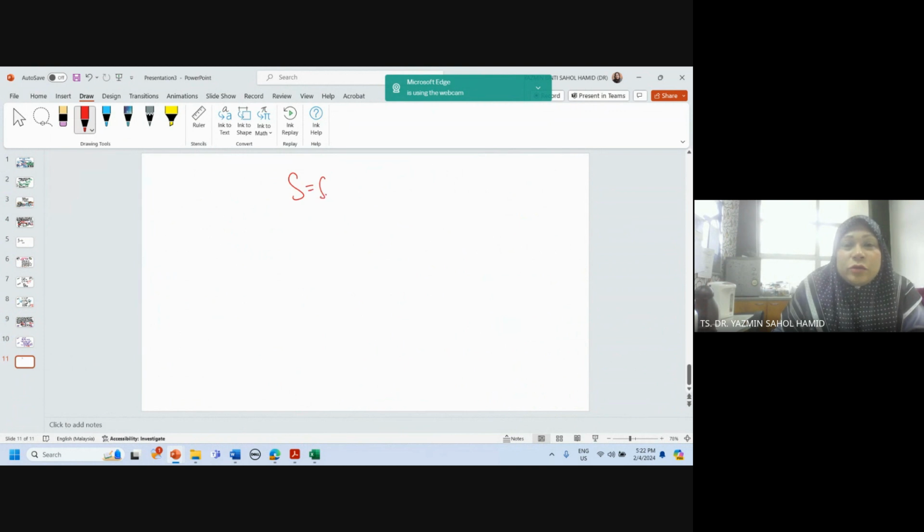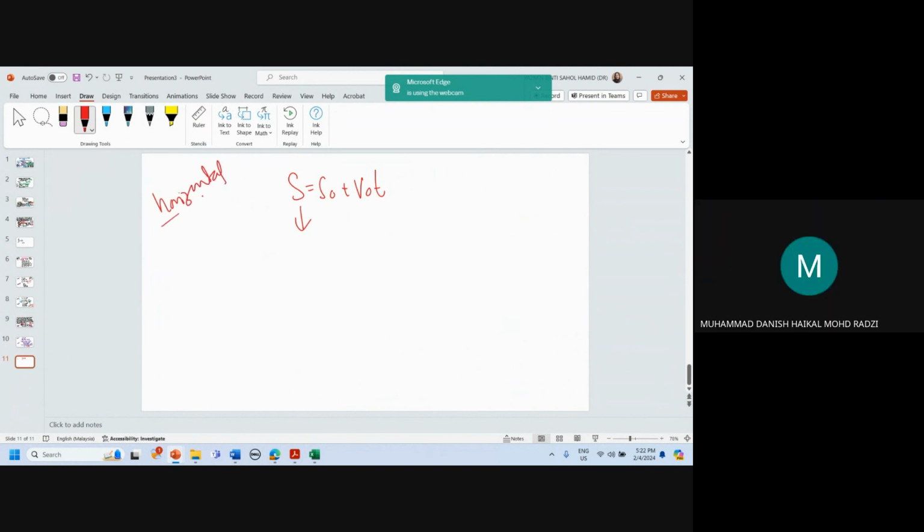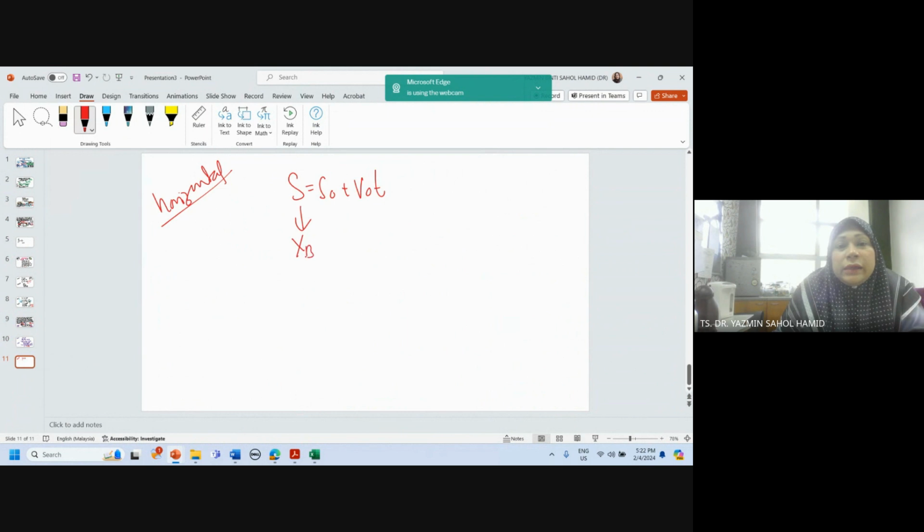Yeah, I'm also hungry. Okay, so for this one, since we're using the horizontal motion formula, S will be XB, X naught will be XA, and V naught will be VA, since initial is VA, so this will be VAX times T. This is the thing that I notice students do not know how to replace. So what is our XB value? XB is R, XA is 0, and then VAX is VA cos 30 times T.